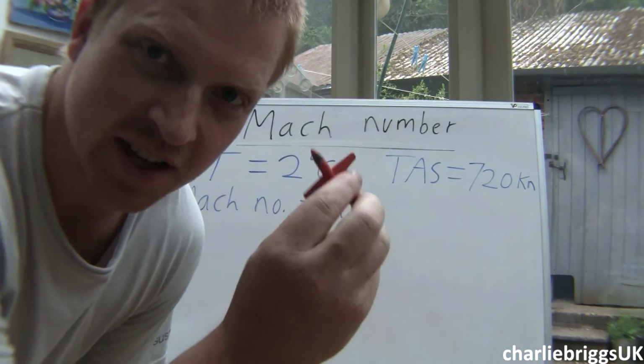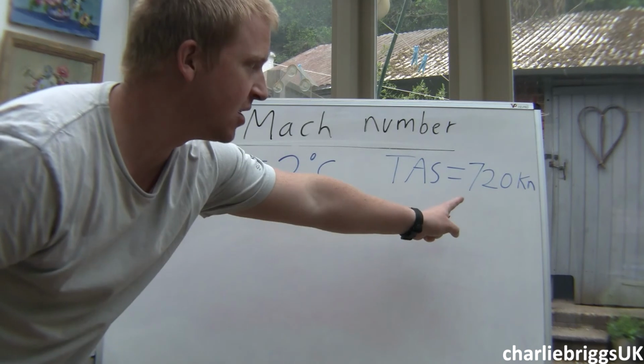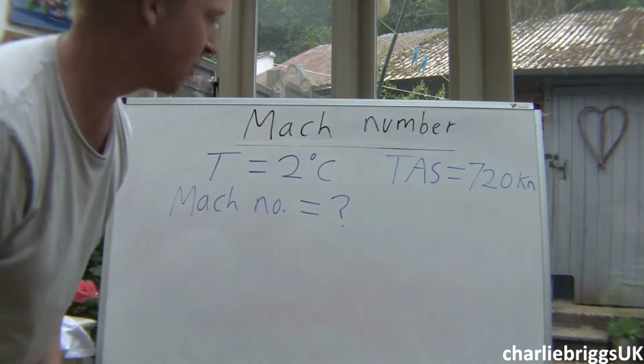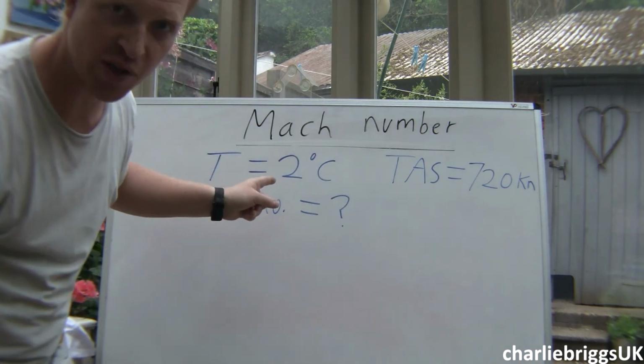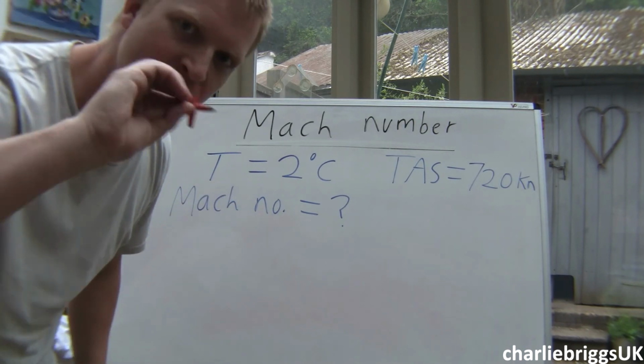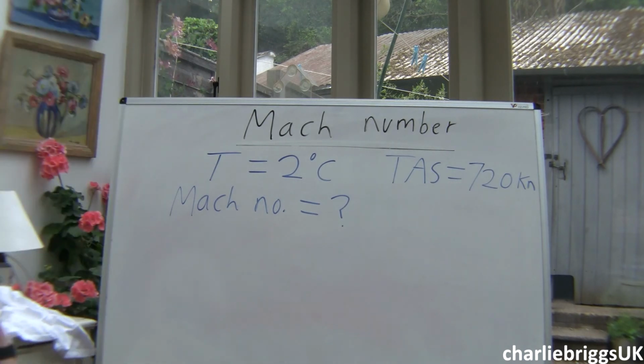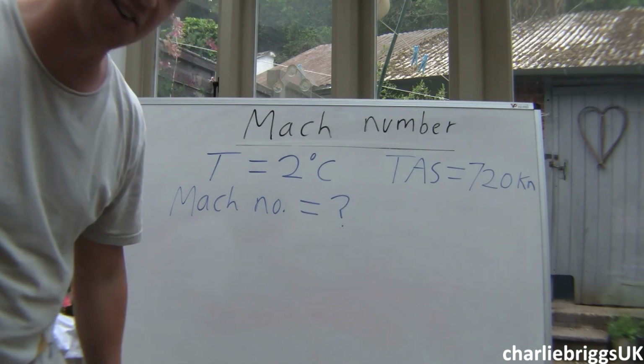Okay, a question. This aircraft, true airspeed 720 knots. The temperature there is 2 degrees Celsius. What's the Mach number of the aeroplane? See if you can work it out.